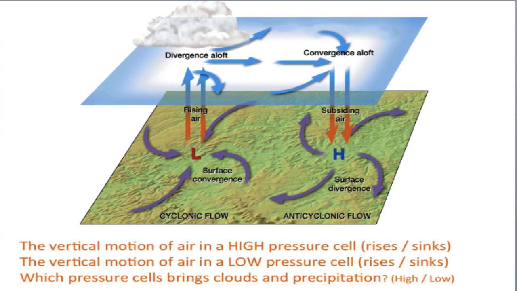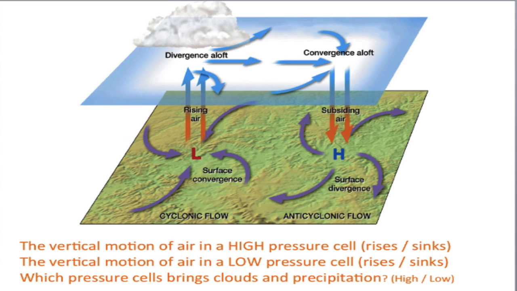As air comes together in the low pressure system at the surface, it has to go somewhere. Remember, low pressure air is usually warmer than the air around it. This means that it's less dense and should rise into the upper atmosphere. This air then cools and condenses to form clouds. Once in the upper atmosphere, this air can then spread apart or diverge and move into a high pressure cell.